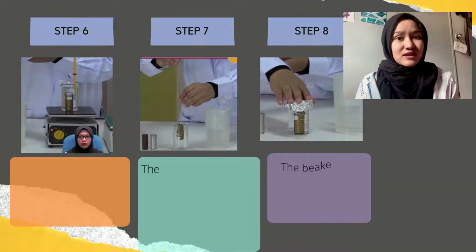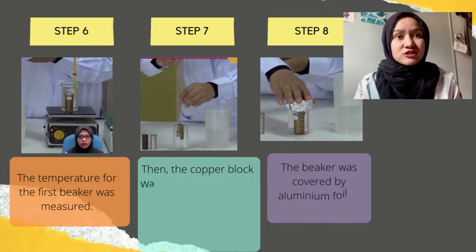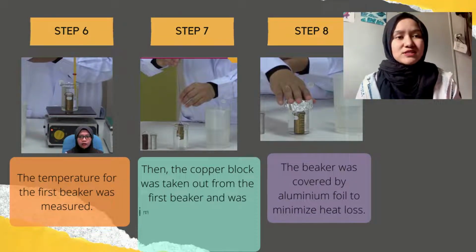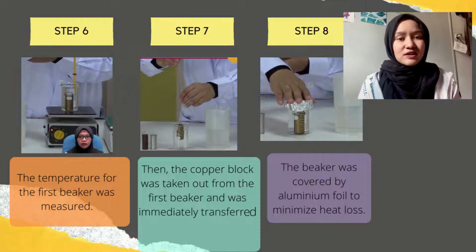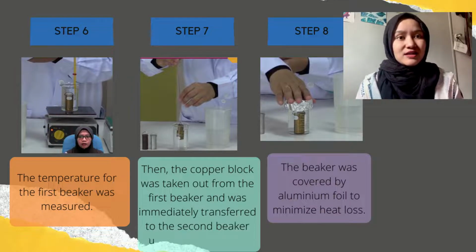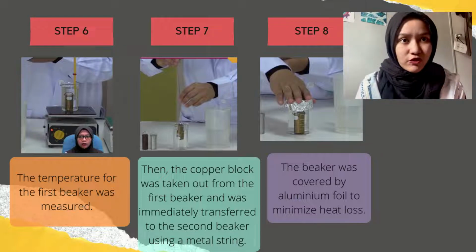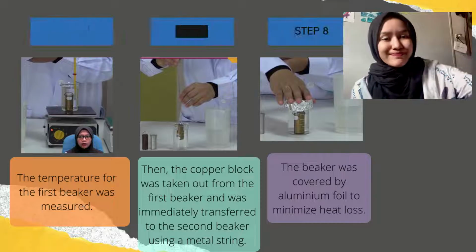For the sixth step, the temperature of the first beaker was measured. Then the copper block was taken out from the first beaker and immediately transferred to the second beaker using a metal string. In the eighth step, the beaker was covered with aluminium foil to minimize heat loss.